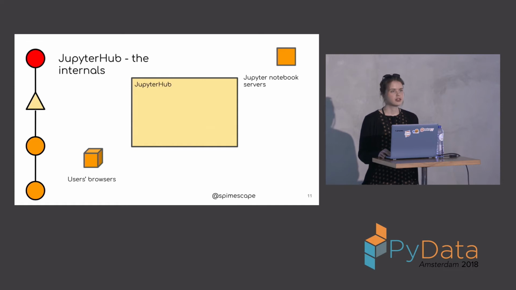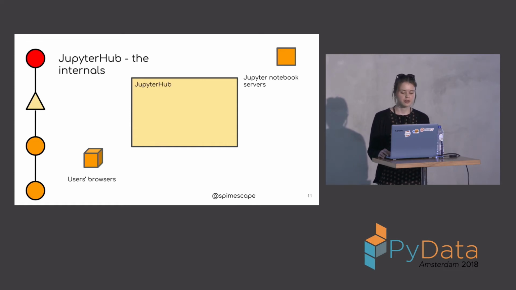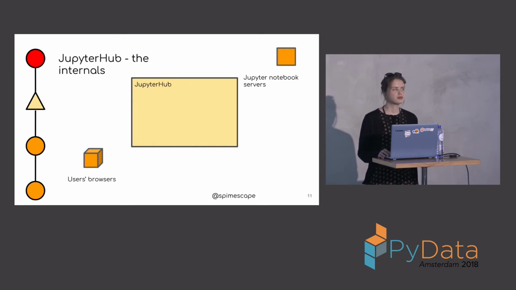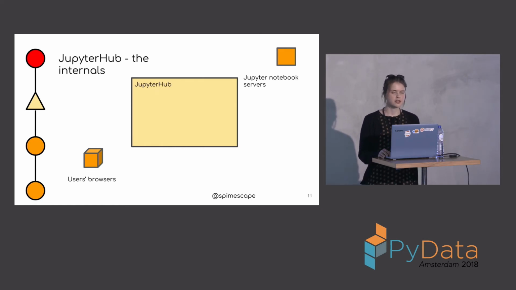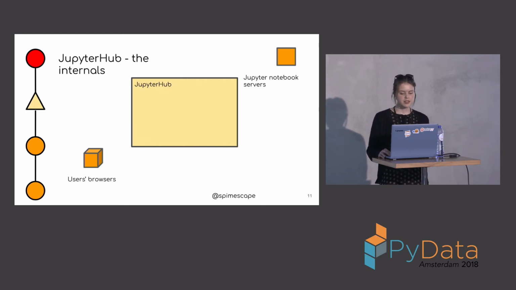So let's take a bit of a look at JupyterHub internals and what's happening. We have two familiar components here. We have the user's browser, which is what all of you use to interact with your single user server. And then we have the Jupyter Notebook, which is the component that actually listens to your command, talks to the Python kernel behind the scenes to execute your code, and then sends the results back to your browser to display to you. JupyterHub sits in between these two components, and it has three main tasks.